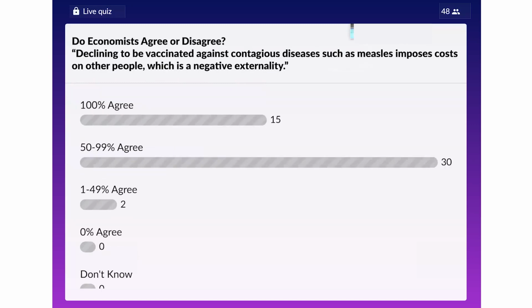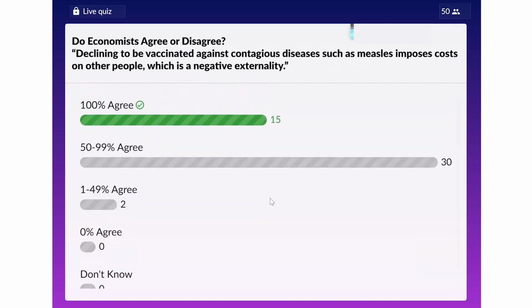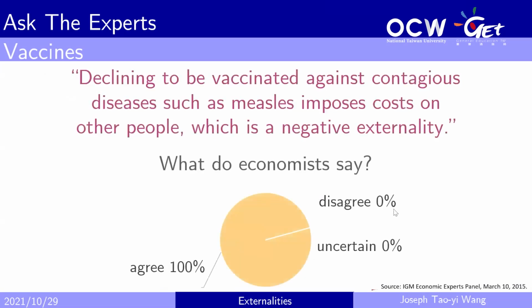Okay. So 15 of you say 100%, 30 of you said 50 to 99%, some say less than 49%, and the answer is 100%. So let's take a look. So, yeah, 100% of economists agree that declining to be vaccinated against contagious disease is a negative externality.